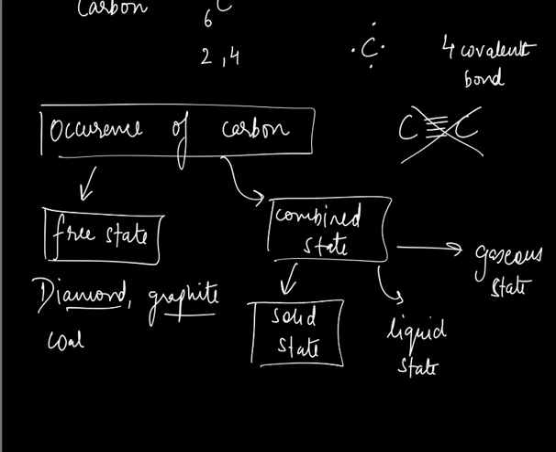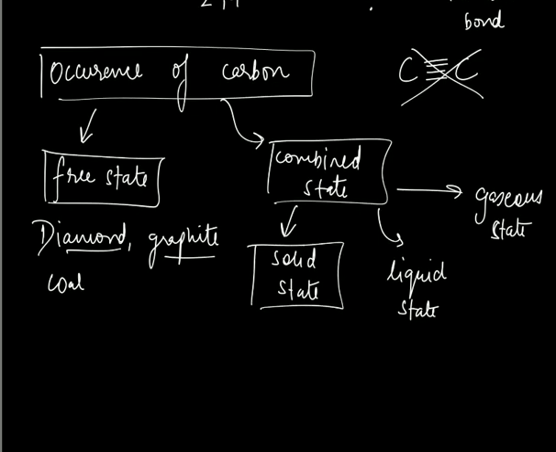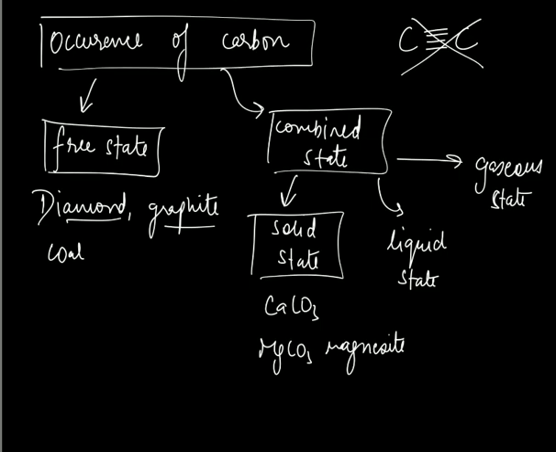Under solid state, we have a lot of compounds. Calcium carbonate is chalk, limestone, marble. MgCO3 is magnesite, that is magnesium carbonate, which is again a different kind of salt. So these are the common names of these compounds.